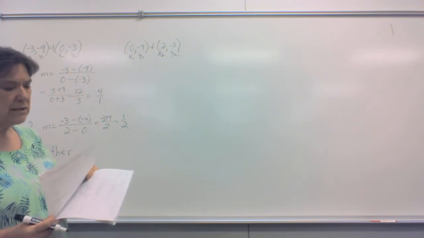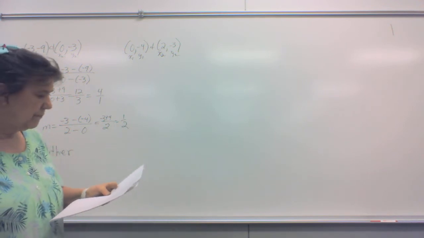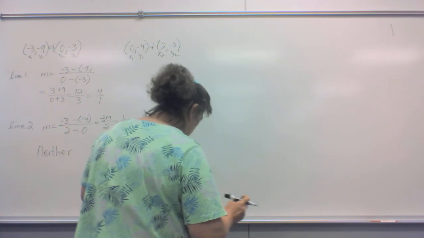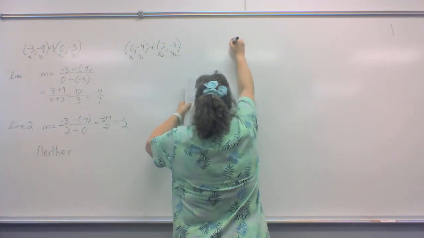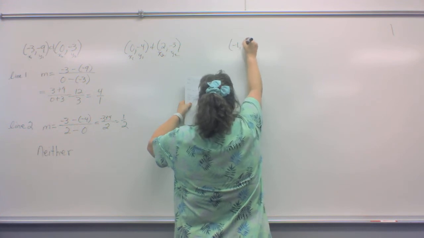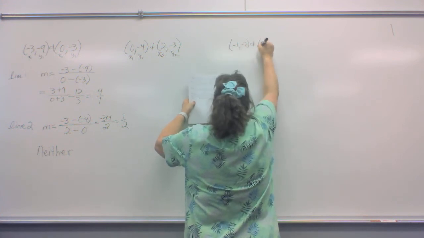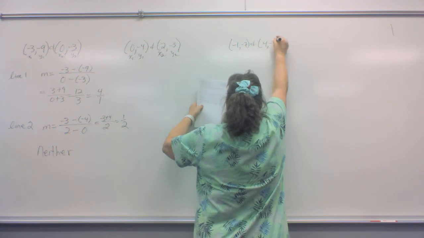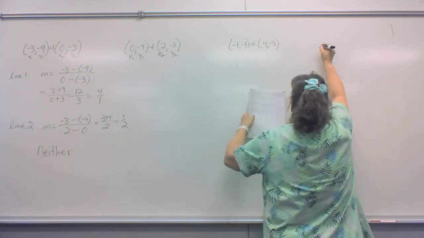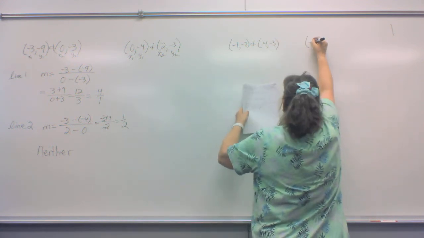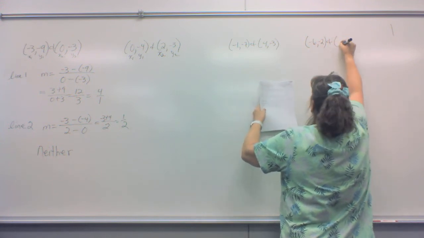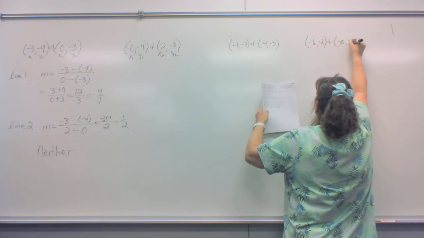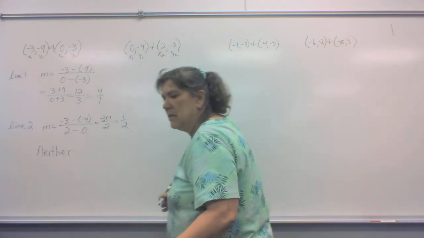Okay, so now let's look at another example. Here we've got negative 1, negative 7, and 4, negative 3. My second ordered pair is negative 6, negative 2, and negative 10, 3. So let's see what happens on these.